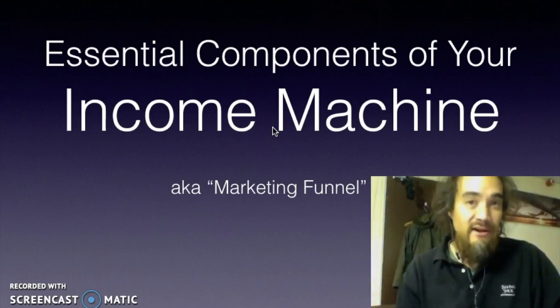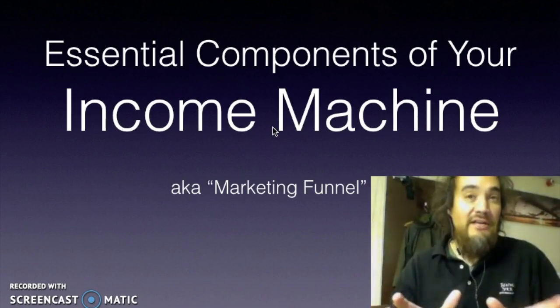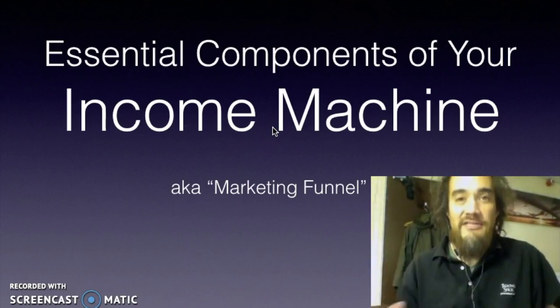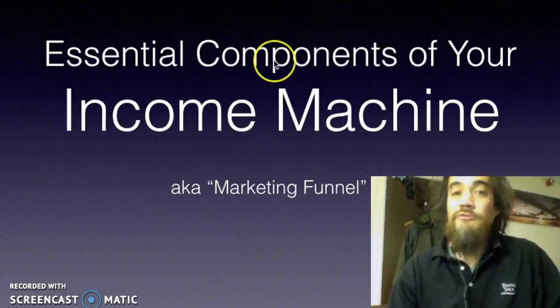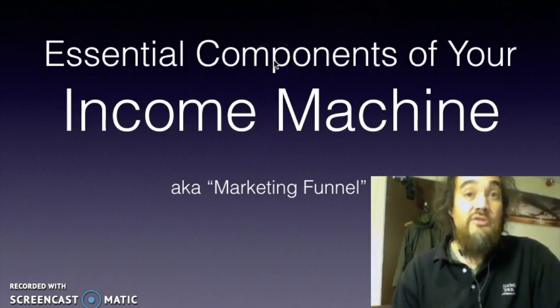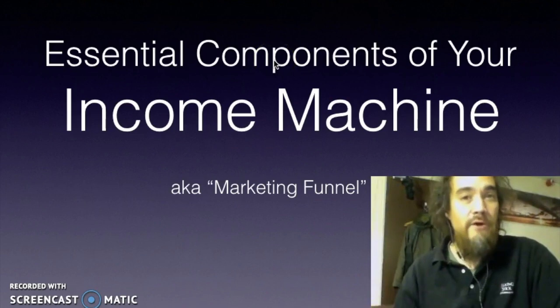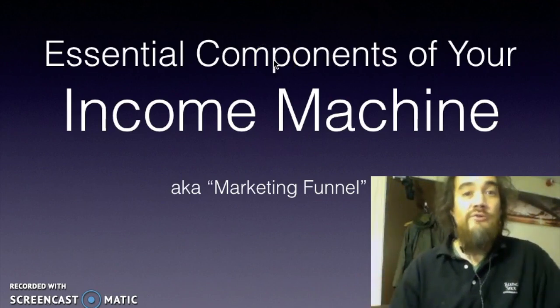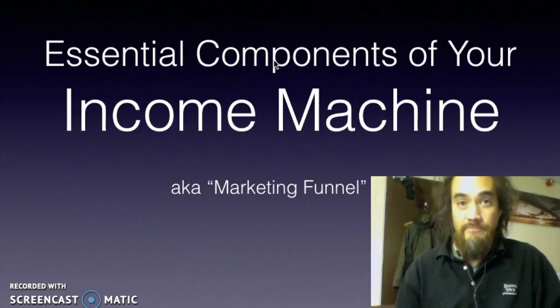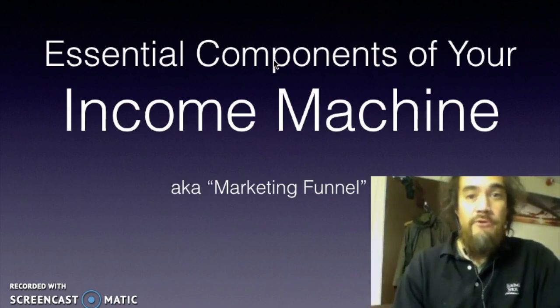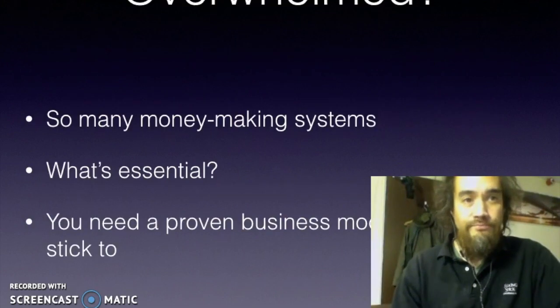In order to get there, you're going to need to set up some kind of automated system that's doing all that work for you, because you can't do that by hand, obviously. So I'm going to go through the essential components. I'm going to do this as quickly as possible because there are a few components, and I want to get to what you can do about setting that up as quickly as possible. All right, so the essential components of your income machine.